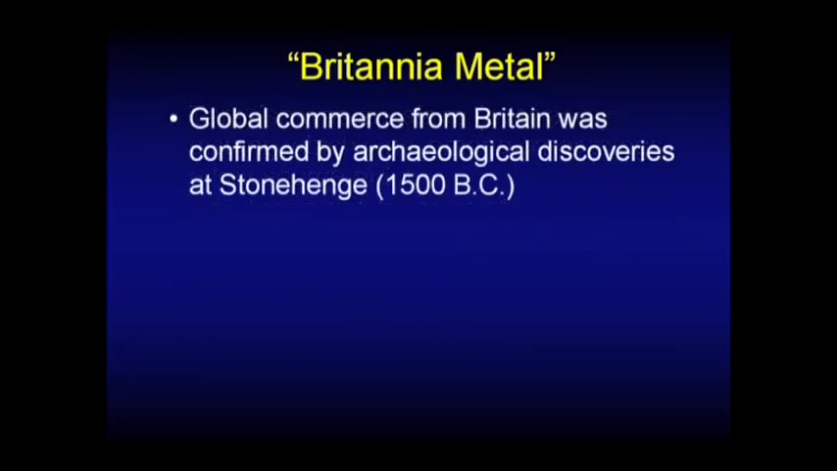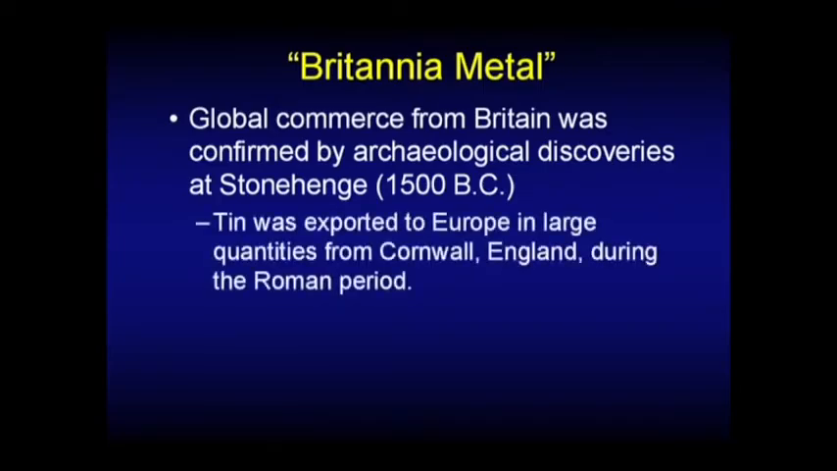Global commerce from Britain was confirmed by archaeological discoveries at Stonehenge at 1500 BC. That's what's sometimes called the Bronze Age. Tin was exported to Europe in large quantities from Cornwall, England during the Roman period. So this implies that Tarshish, it's not conclusively provable, but it is a reasonable inference that Tarshish is a reference to the British Isles. We know that Tarshish was as far away as they could think of from Israel.